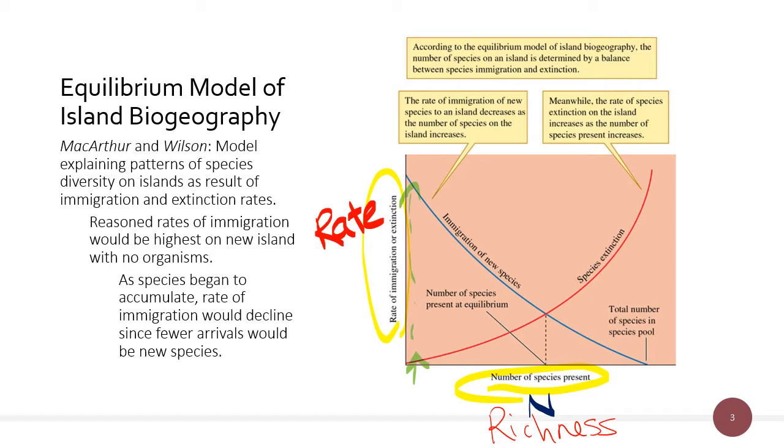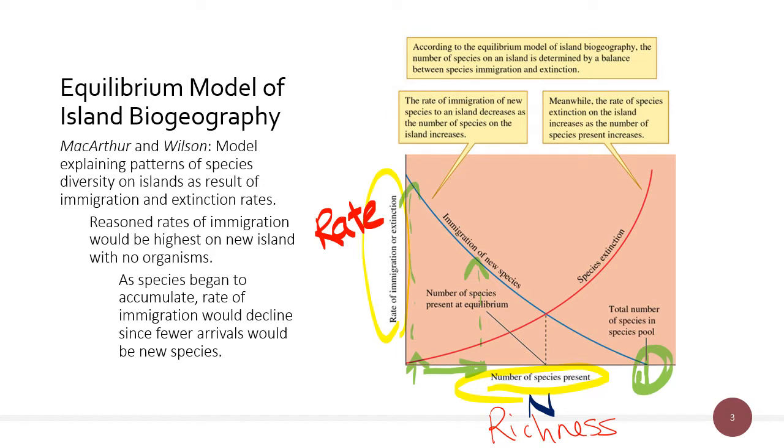As you start to get more and more species on the island, as your species richness starts to move right, you have fewer chances of a newly arriving individual being a new species. Eventually you get to a point, the total number of species in the region, where you can't have any new immigrating species. So immigration is going to decline as you gather more and more species.